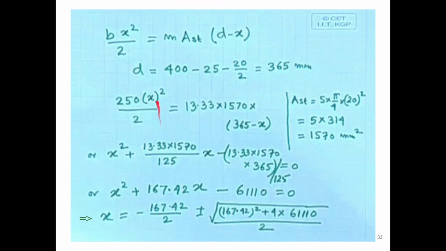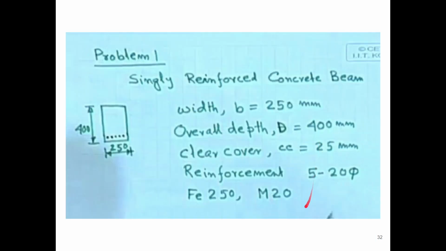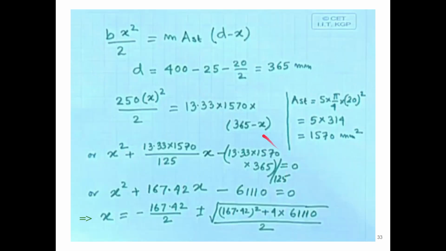If you substitute these values here and the other values as well, AST is 5 into pi by 4 into 20 square, which is equal to 1570 mm square. And we find M is nothing but 280 by 3 sigma CBC. So sigma CBC for M20, as much as I remember, is 7. So 280 by 3 into 7 will be, I think, 13.33. You can check the table, and you will get that.